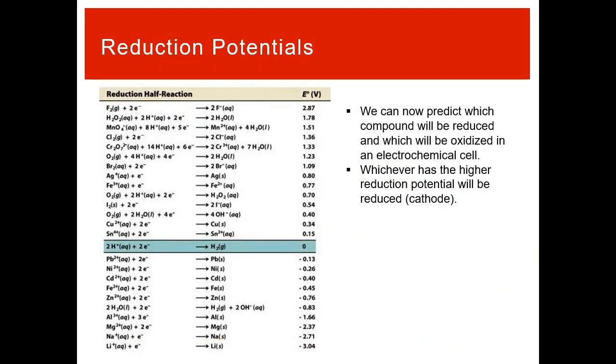So we can use these reduction potentials to make explicit predictions about which half reaction is going to do reduction and which is going to do oxidation in any cell. Namely, whatever half reaction has a more positive reduction potential will do reduction, because that's a stronger tendency to undergo reduction. That will be the cathode.